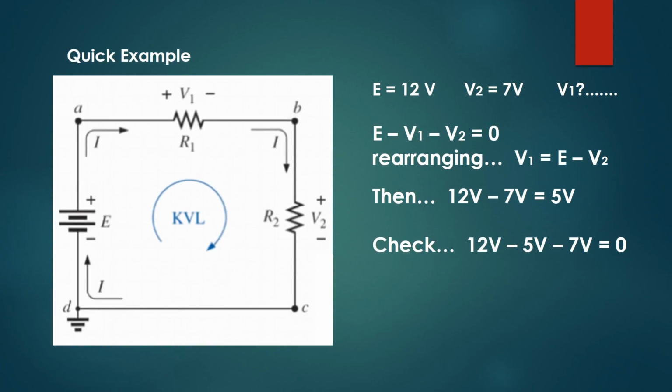So for a quick example, given a simple series circuit, the source is 12 volts, V2 is given as 7 volts, finding V1. So using that summation, we can simply find V1, and V1 is equal to 5 volts. So just remember that 5 volts and then 7 volts for V2.